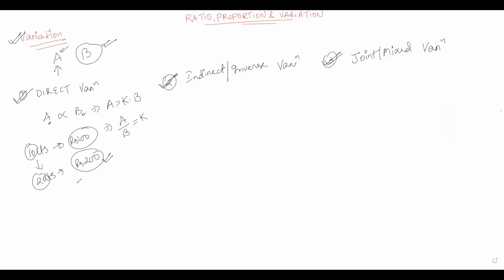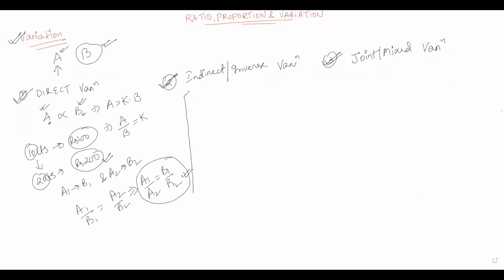Now suppose there are two sets of values for these variables A and B such that A1 corresponds to B1 and A2 corresponds to B2, then we can say that A1 by B1 will be equal to A2 by B2, or we can write it as A1 by A2 will be equal to B1 by B2 in case of direct variation.